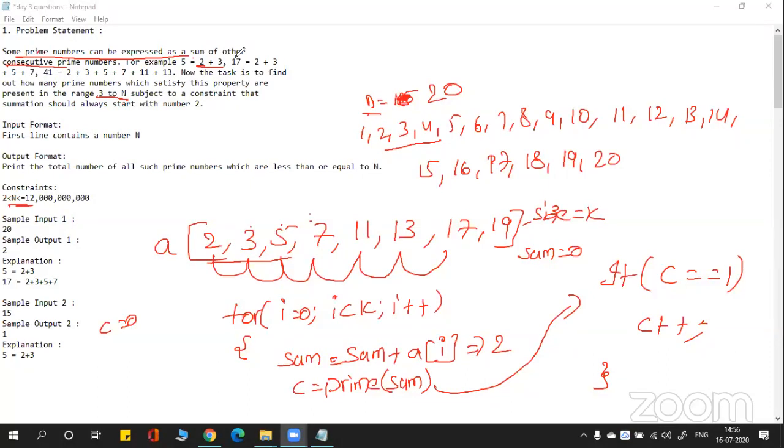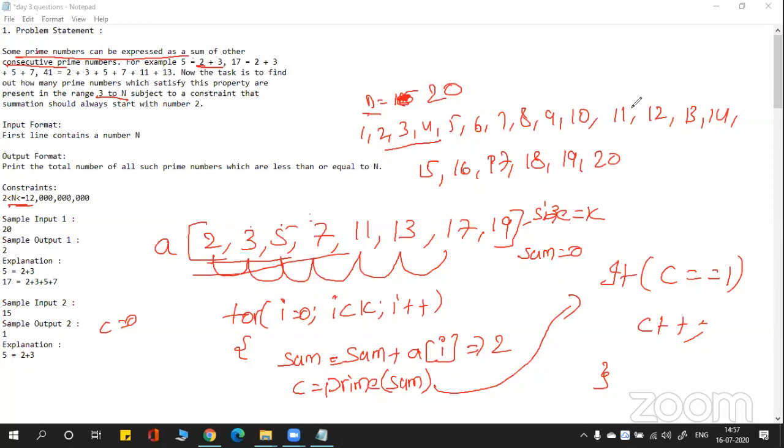What I'm doing is taking all the prime numbers in an array, then adding each and every number and checking whether it is a prime number or not. If it is a prime number, then increment the count. If it is not a prime number, don't increment the count. So that is what I'm doing. This logic is not perfect. We need to make changes to this code. We'll see all those things.